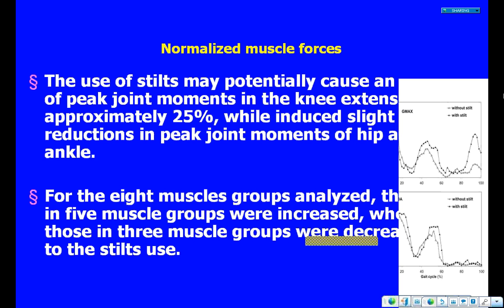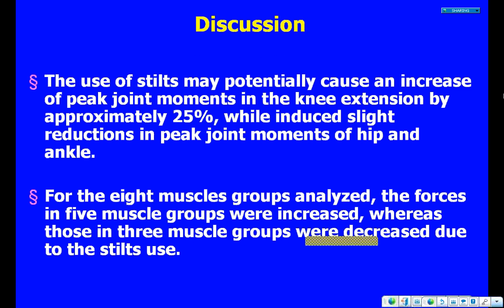So in summary, using stilts may potentially cause an increase of peak joint moments in the knee extension by approximately 1/4, while introducing a slight reduction in peak joint moments of the hip and ankle. In the 8 muscle groups we analyzed, forces in 5 muscle groups increased, while those in the other 3 muscle groups decreased or had almost no change because of stilts.